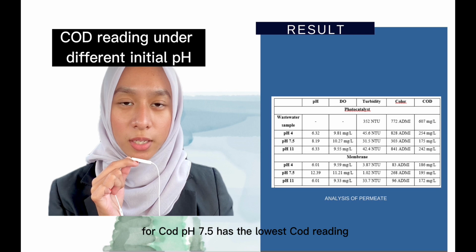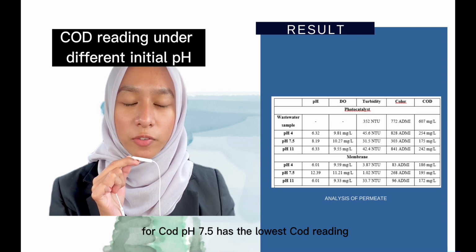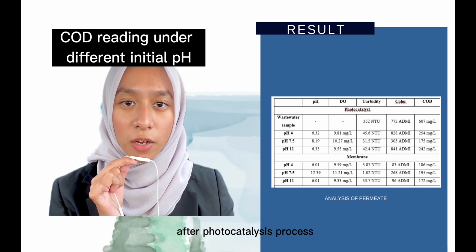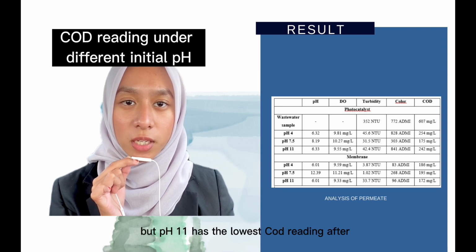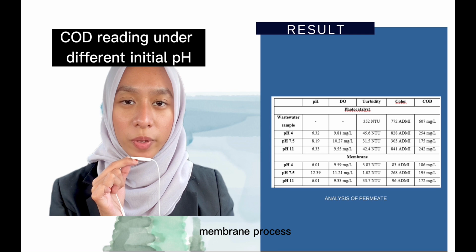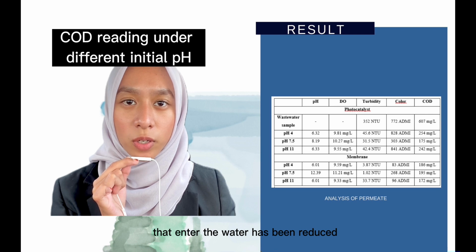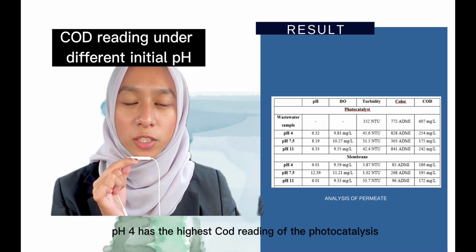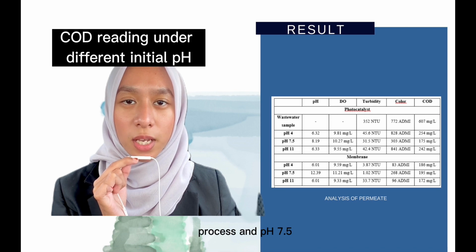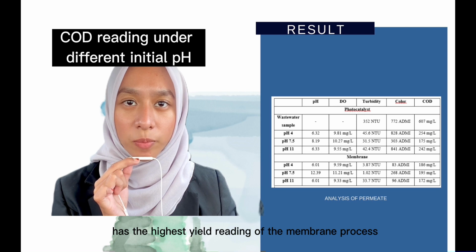For COD, pH 7.5 has the lowest COD reading after the photocatalysis process, but pH 11 has the lowest COD reading after the membrane process. Therefore, some amount of the contamination that entered the water has been reduced. pH 4 has the highest COD reading after the photocatalysis process, and pH 7.5 has the highest COD reading after the membrane process.